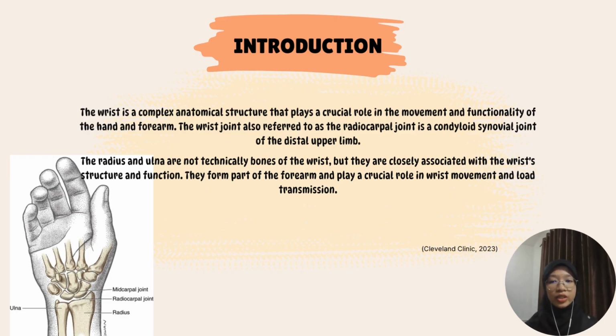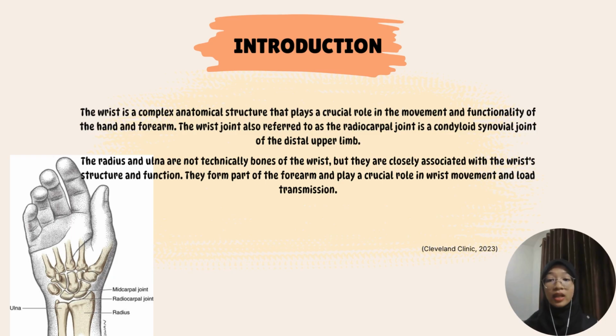In this presentation, we are going to present regarding the interrelationship of the skeletal muscular system to the skeleton and how they function together biomechanically. We are going to present regarding the anatomy of the wrist. For introduction, the wrist is a complex anatomical structure that plays a crucial role in the movement and functionality of the hand and forearm. The wrist joint, also referred to as the radiocarpal joint, is a condyloid synovial joint of the distal upper limb that connects and serves as a transition point between the forearm and hand.